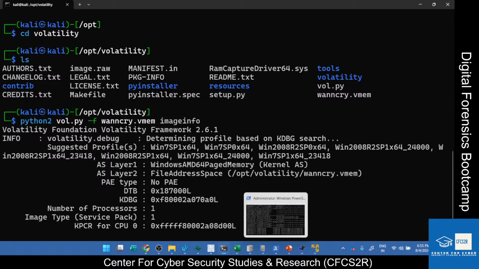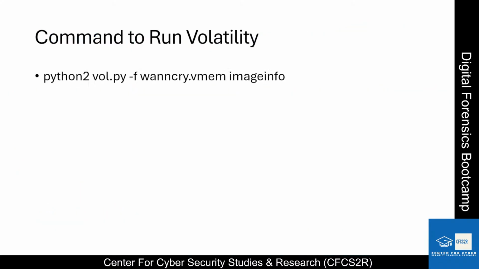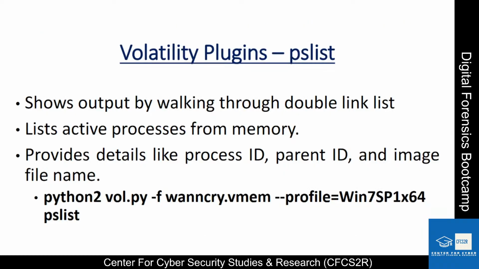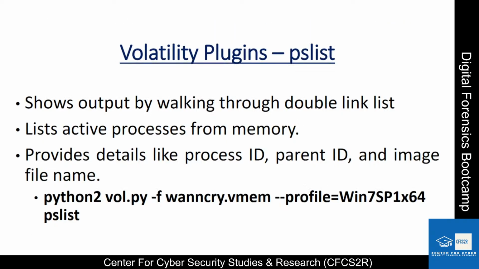Now in the second stage we will be using this image profile to analyze the image. First of all we will be analyzing the volatility plugins. There are different volatility plugins available. The first volatility plugin is pslist, which means process list. It shows output by walking through the doubly linked list of active processes from memory, providing details like process ID, parent ID and image file.